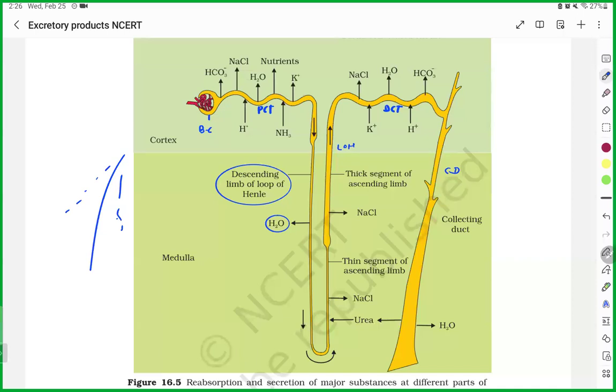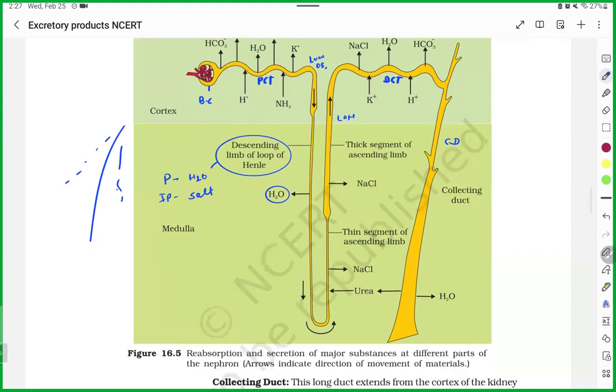So while it is falling down, water will come out. But salts are heavy, so it is impermeable to salt. The descending limb of the loop of Henle is permeable to water and impermeable to salt. Because salts are heavy, they will go down quickly. The upper layer has a lot of water and is diluted, so osmolarity will be low. But as it goes down, water is coming out, so concentration will increase. High concentration means high osmolarity.